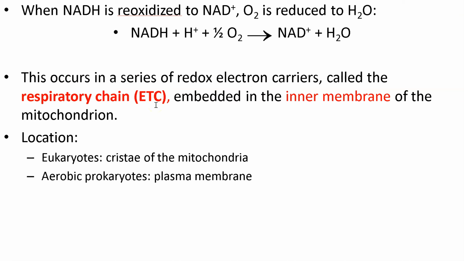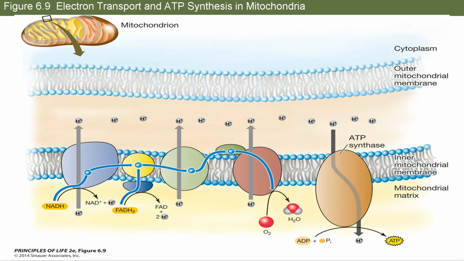It's the ETC, electron transport chain, respiratory chain, embedded in the inner membrane. Where is it at? Prokaryotes, the plasma membrane. Of course, they don't have membrane-bound organelles. And so this is what it looks like. Being able to draw this, again, just using shapes.